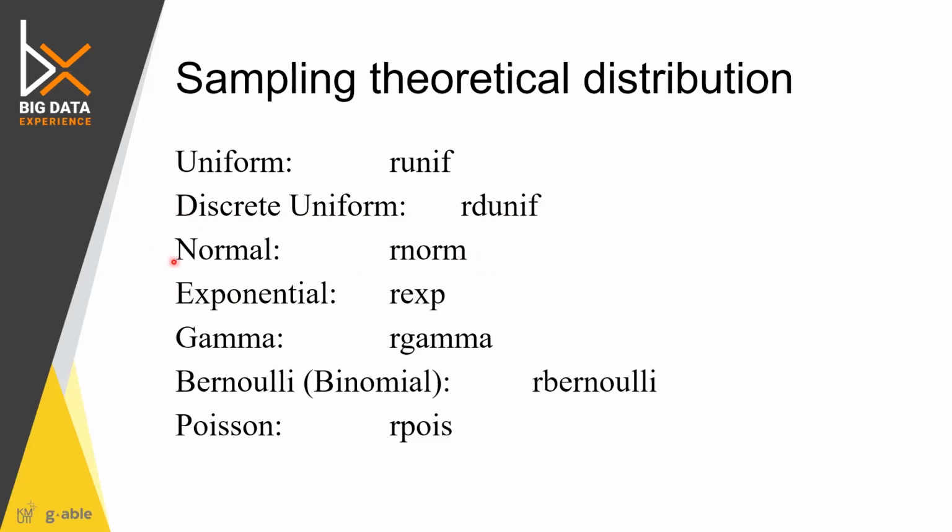For the normal distribution, there's a function called rnorm. For discrete uniform, it's RDUnif. For exponential, there's rexp, gamma is rgamma, for Bernoulli or binomial, there's rbern, and Poisson is rpois.